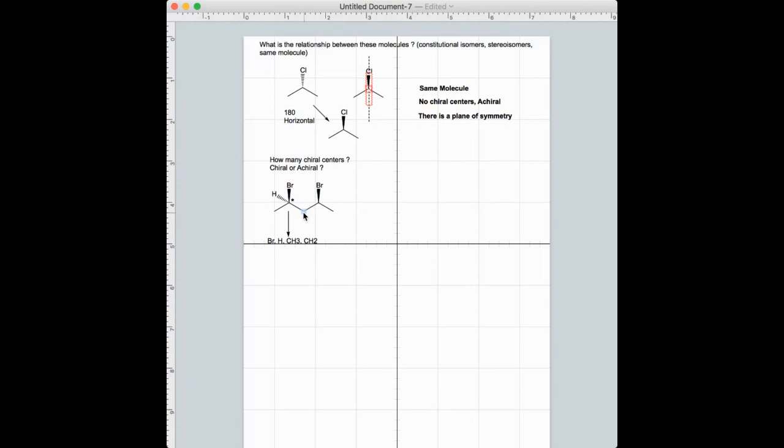Next carbon here is sp3 hybridized. This carbon has 2 hydrogens, cannot be a chiral center. This one here also bonded to bromine, hydrogen on the back, which we don't need to show, a CH2 on the left side, and a CH3 on the right side, so 4 different groups. Therefore, this carbon here is also a chiral center.